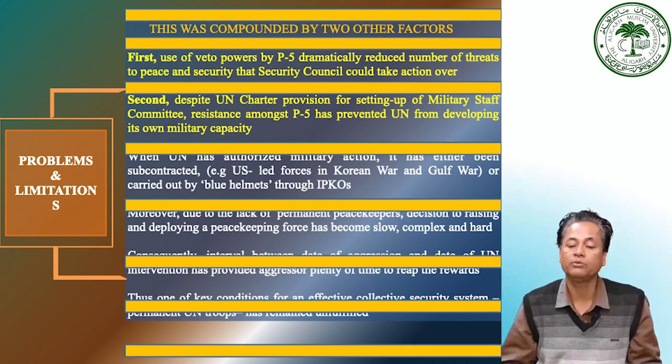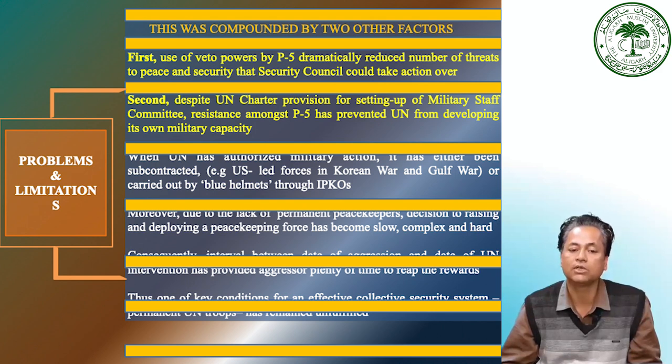Second, despite the provisions in the UN Charter for setting up a military staff committee as a subsidiary body of the UN Security Council, resistance among the permanent members actually prevented the UN from developing its own military capacity. The permanent members have always opposed the establishment of the military staff committee, and that is the reason why the Security Council always depended on the powerful countries for collective security provisions.